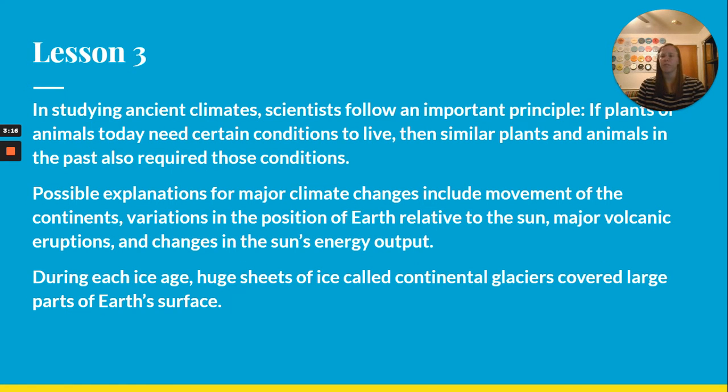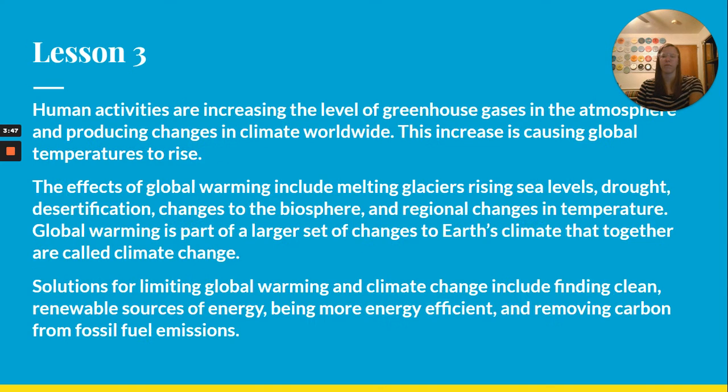And lesson 3. In studying ancient climates, scientists follow an important principle. If plants or animals today need certain conditions to live, then similar plants and animals in the past also required those conditions. Possible explanations for major climate changes include movement of the continents, variations in the position of Earth relative to the Sun, major volcanic eruptions, and changes in the Sun's energy output. During each ice age, huge sheets of ice called continental glaciers covered large parts of Earth's surface.